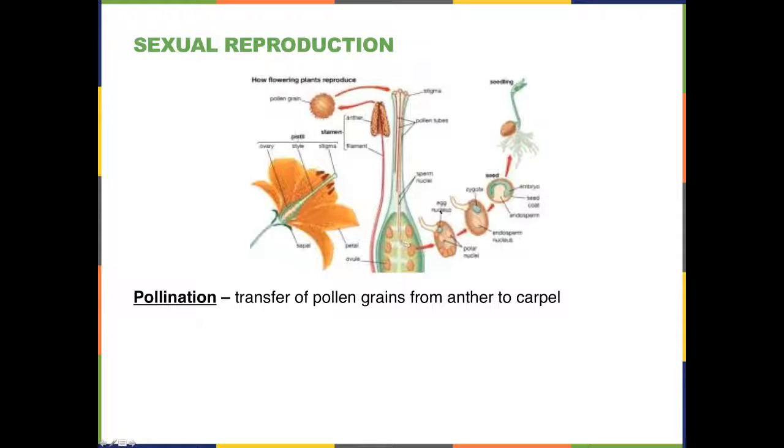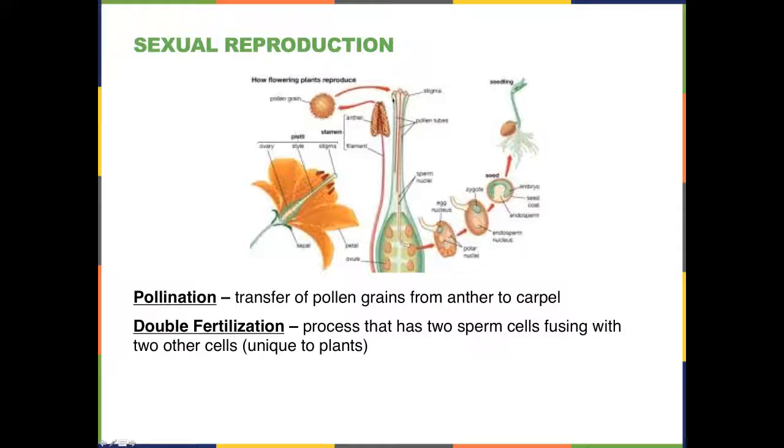So you start out, the whole process is called pollination. The transfer of pollen from the anther to the stigma of the carpel is called pollination.